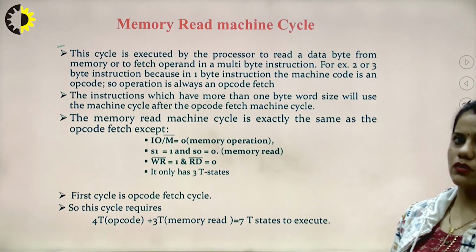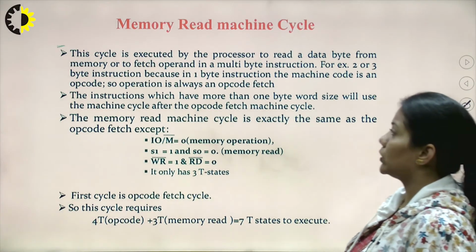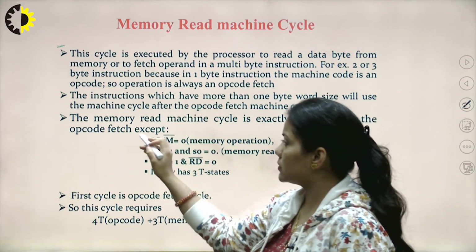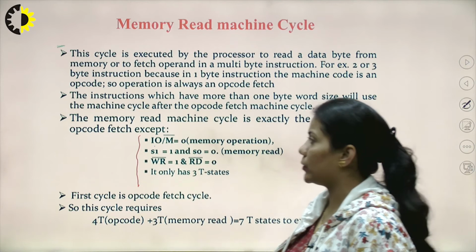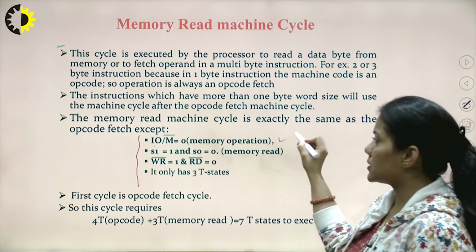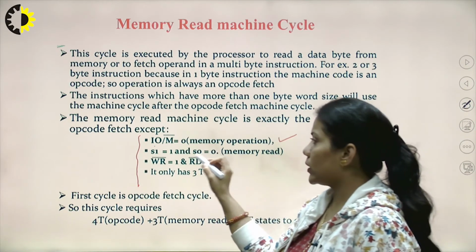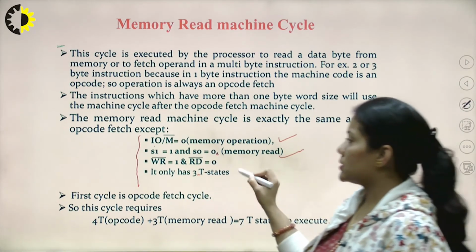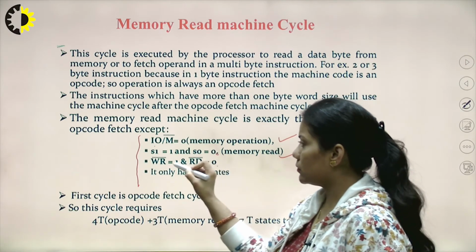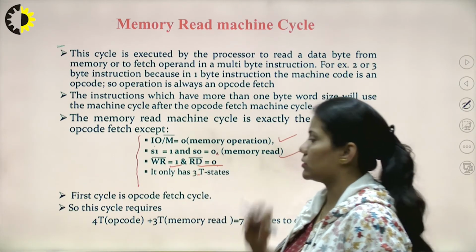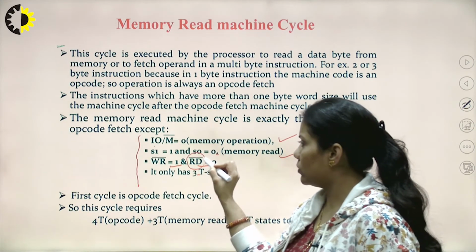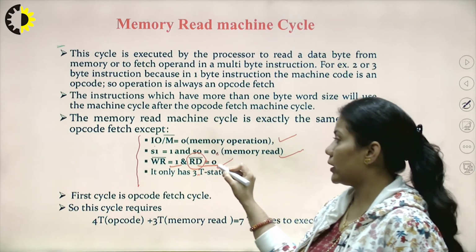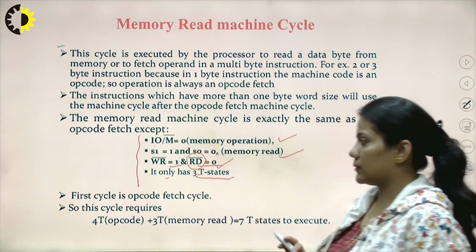So the instructions which have more than 1 byte word size will use a machine cycle after the opcode fetch machine cycle. The various signals are as follows: IO/M bar should be 0, since this is a memory operation. S1 and S0 should be 1 and 0 respectively during the memory read operation. Since this is not a write operation, this is a read operation, the read signal is active low, so it should be 0 to get activated. It only has 3 states.